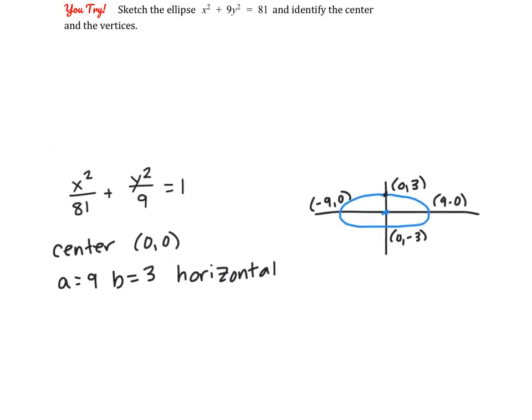Okay, so here you can see that our larger denominator is underneath the x term once we've rewritten it in standard form. So this tells us it's going to be a horizontal ellipse. Our a value is 9, so you start at your center and you go to the right 9 and to the left 9. Our b value is 3, so you go back to your center and you go up 3 and down 3. And that's a quick sketch of your ellipse.